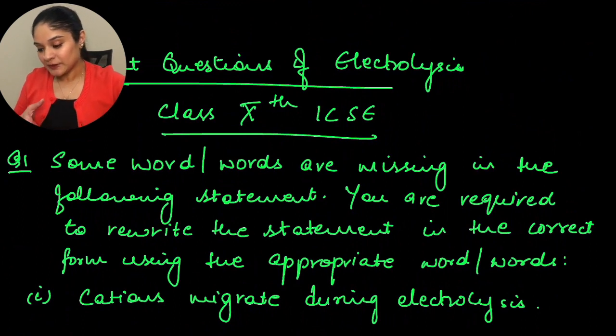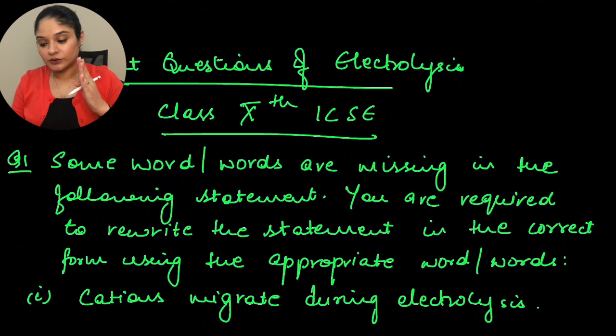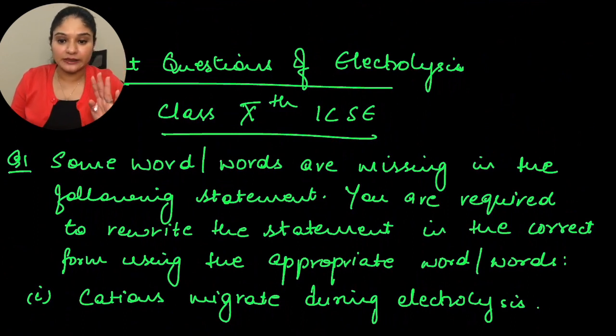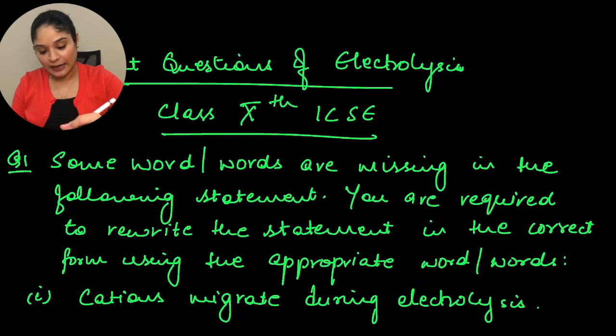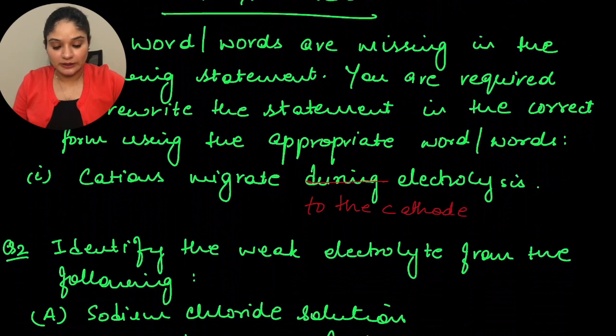So the first question says, some word or words are missing in the following statement. You are required to rewrite the statement in the correct form using the appropriate word or words. The first is, cations migrate during electrolysis. So that is correct. Of course, cations do migrate, but this is not a complete sentence. This is an incomplete one. So you'll have to add something here. So that would be, cations migrate to the cathode. So let me just write that. So cations migrate to the cathode during electrolysis. So you can just add it right here.